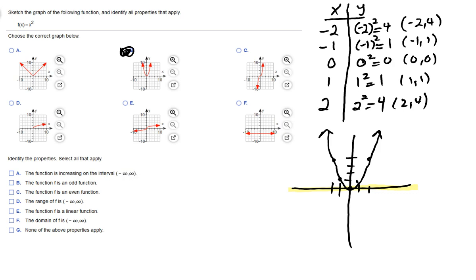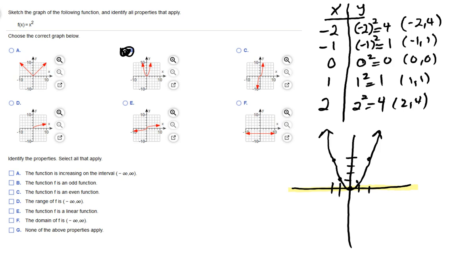So if I take a look at my graph going from left to right, I have some decreasing on this side and increasing on this side. So this is not a choice we want to select. The function is not increasing from negative infinity to infinity. Let's take a look at the next one.